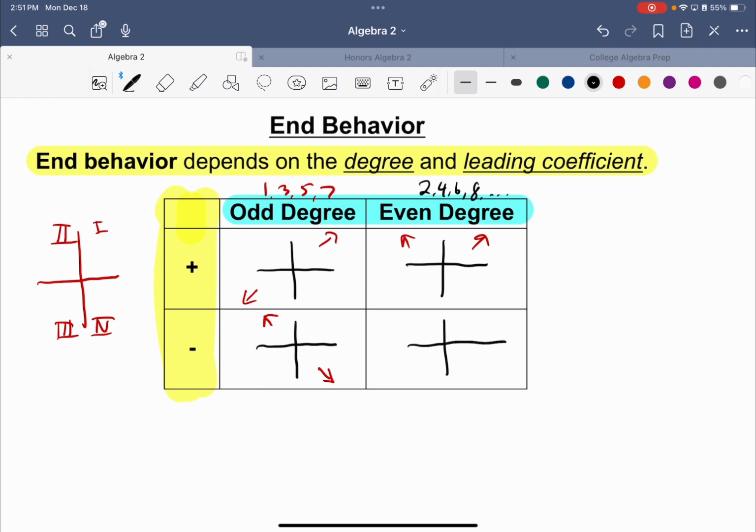And if it's even and negative, your end behaviors are 2 and 4. So we want to know the end behaviors because they kind of tell us where to start and be done. It's not technically the start, it's not technically the finish, but it's easier to talk about it like that. So where does it start? Where does it end? We'll always go left to right. So that's the first thing that we need to know and understand, is what those end behaviors look like.